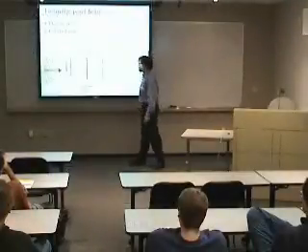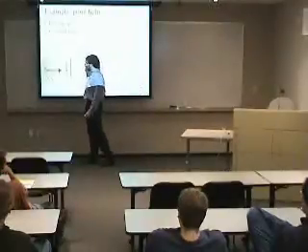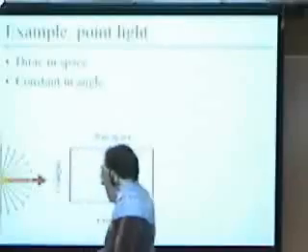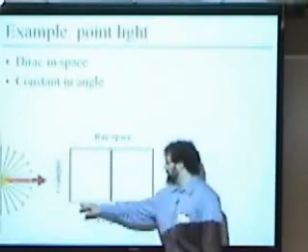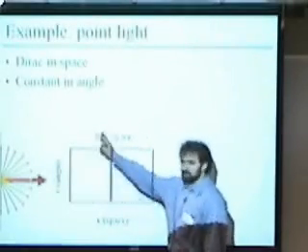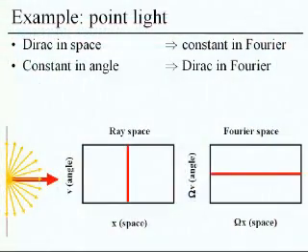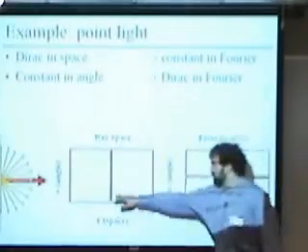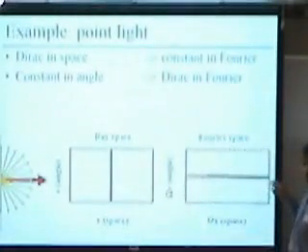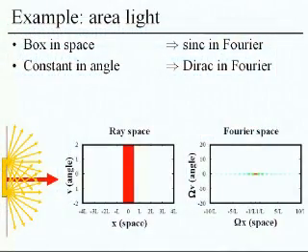So just simple examples to warm up. If I've got a point light source, it's purely localized in space. So it's a Dirac in space. And in the angular domain, it's a constant, which you see here. My horizontal axis is space, vertical is angle: Dirac in space, constant in angle. In the Fourier domain, of course, the dual of a Dirac is a constant, and the dual of a constant is a Dirac, so I get the opposite.